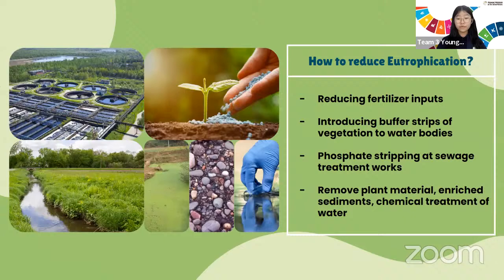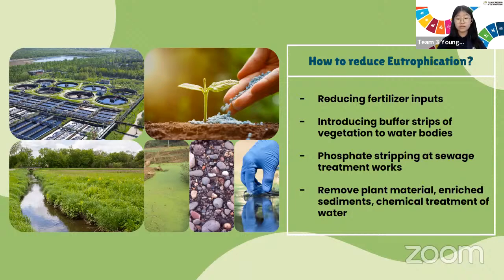We can reduce and prevent eutrophication by reducing the sources of nutrients that cause it. For example, we can remove the phosphates at the place where sewage treatment is going on and reduce the amount of fertilizer that we use when we grow plants. Also, we can use buffer strips that trap the eroding soil particles.